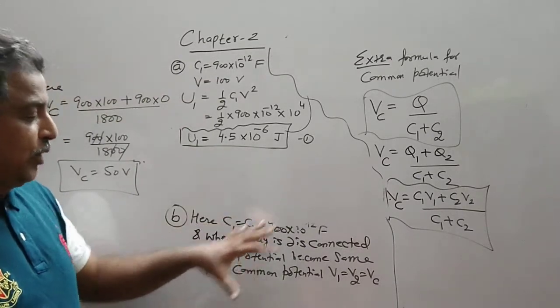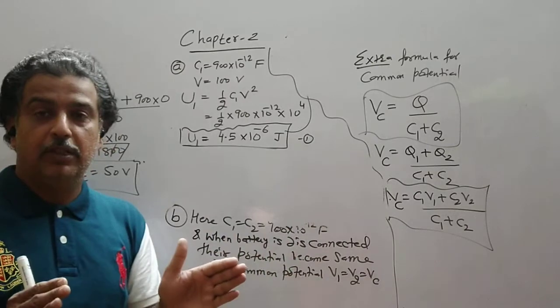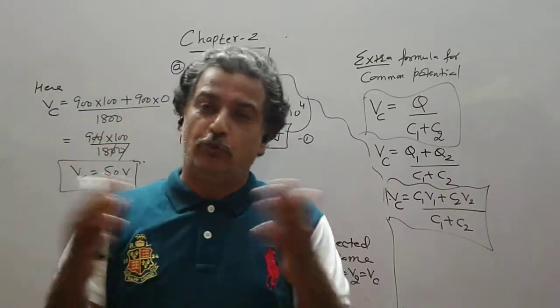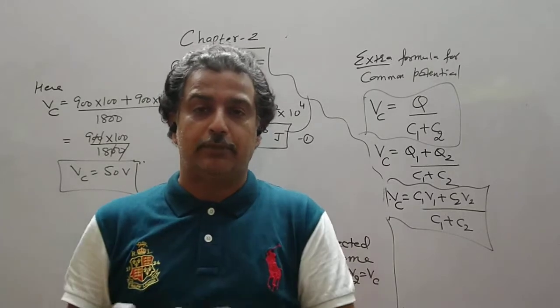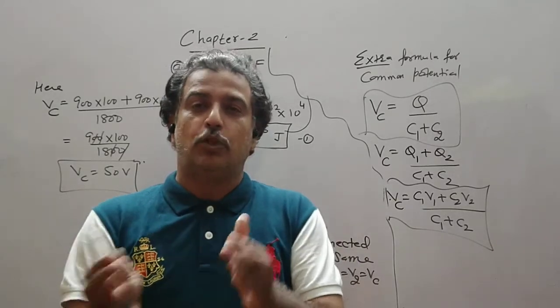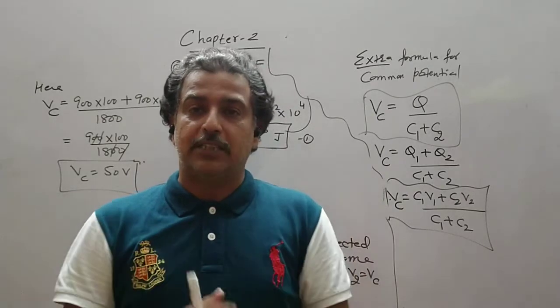But because C was equal, Q was divided half-half. But if C is not equal, Q will be different. So there are two concepts to solve such numericals. One is the concept of common potential. One is the concept of charge. And one subpart is if two capacitors are identical.